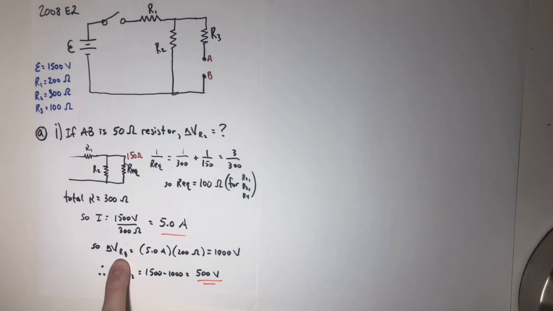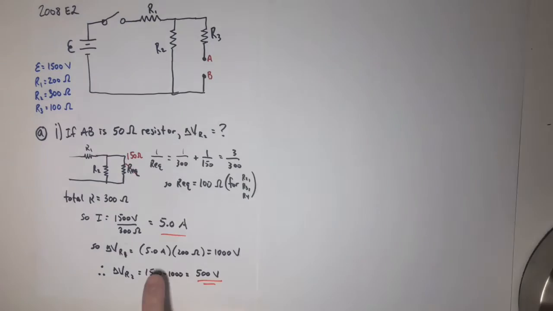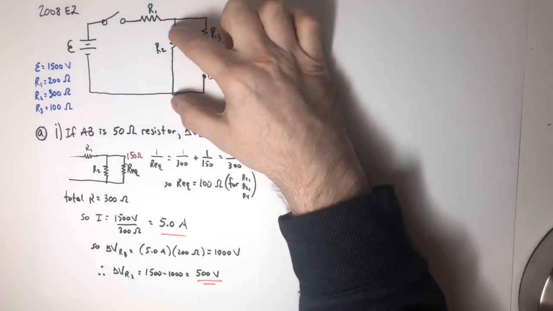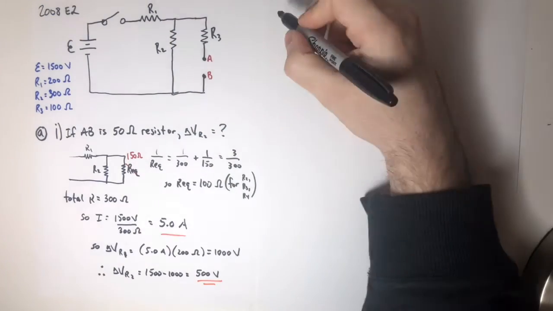If that's the case, then the voltage drop across R1 is going to be 5 amps times 200 ohms, which is 1,000 volts. And that leaves for this entire parallel branch 500 volts.